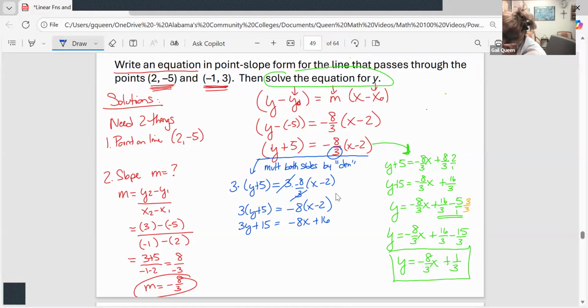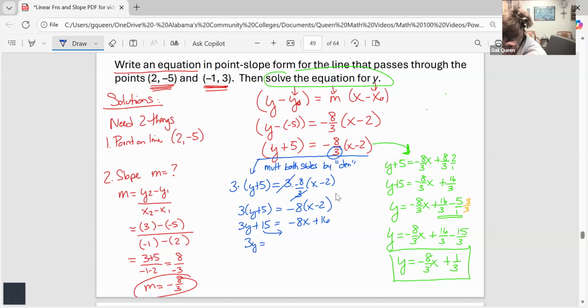And now all I have to do is solve the equation for y. To solve for y, we're going to start by getting rid of the 15. We're going to move the 15 over to the right side of the equation. So I'll have negative 8x plus 16. When I move that positive 15 over, it will become negative 15. Combine like terms.